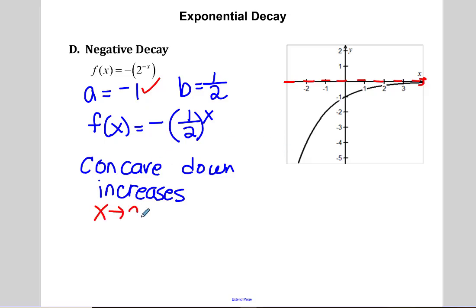So when x goes to the right, y is going to move toward the horizontal asymptote. The graph still lies below the horizontal asymptote, but this is negative decay because the base is 1/2.